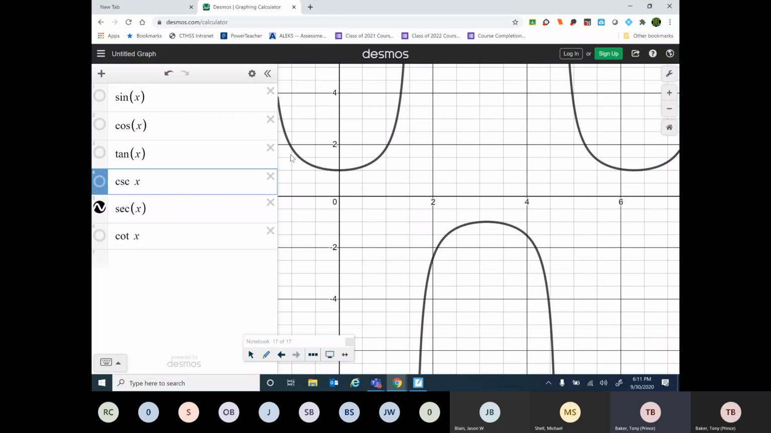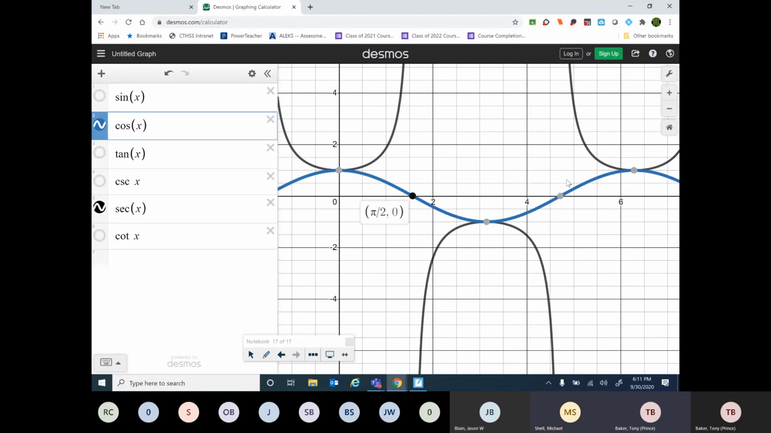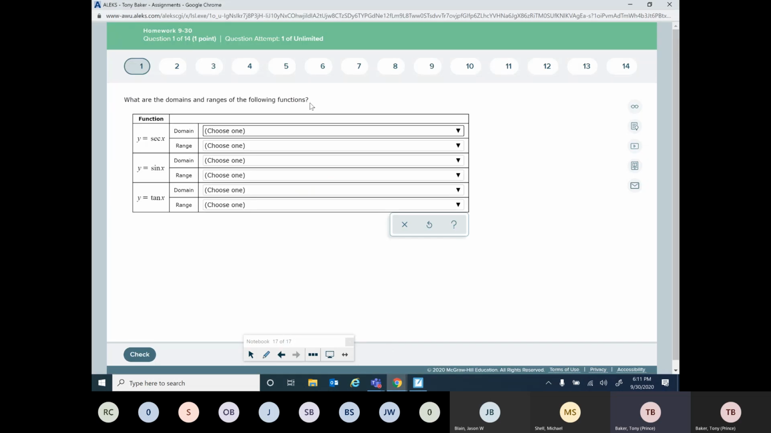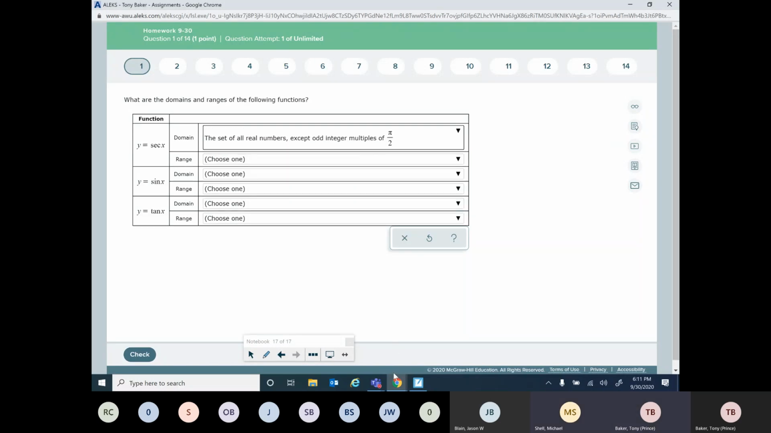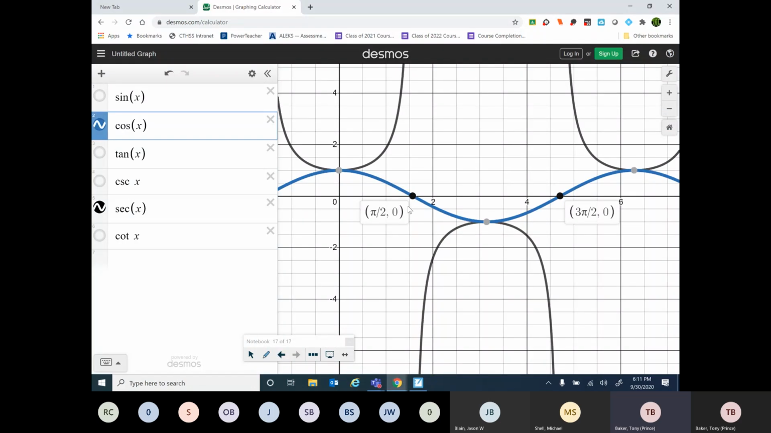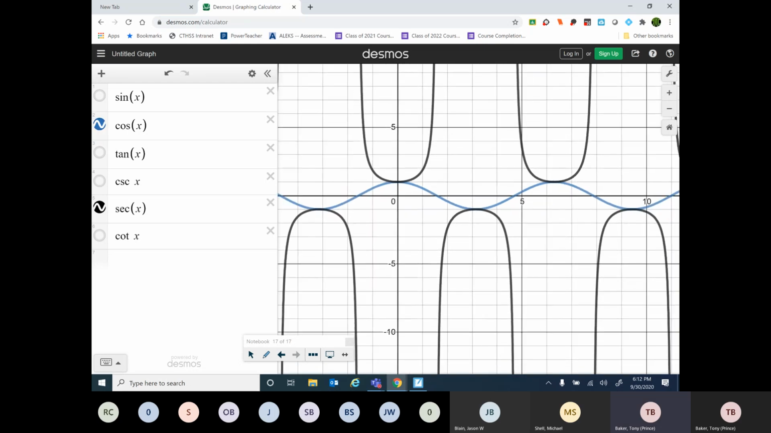So secant was the opposite of cosine. So it's where pi over 2, 3 pi over 2. It starts off at pi over 2, and then it adds pi to every one. That's my domain restriction. So we look here, and it says a set of real numbers except for the odd integer multiples of pi over 2. If we look at my graph, the odd integer multiples are 1, 3, 5, 7, and it keeps going on and on. Does that make sense?